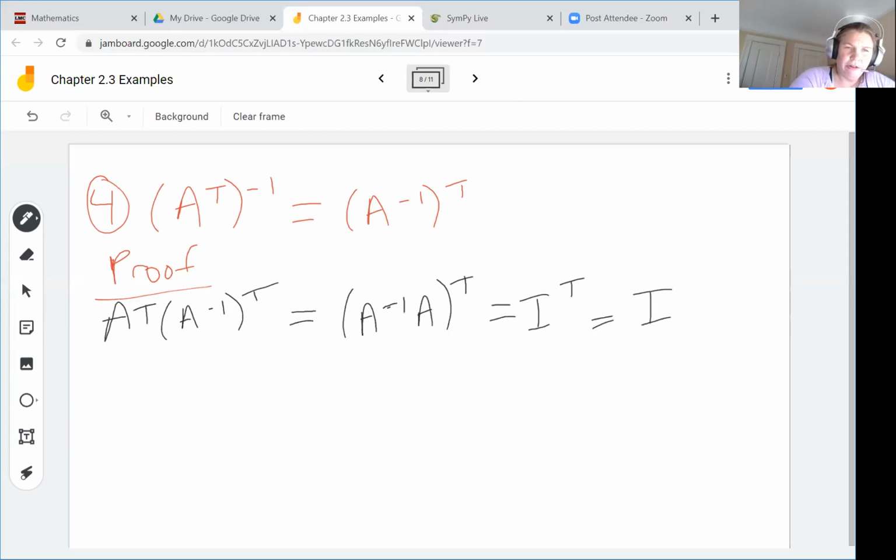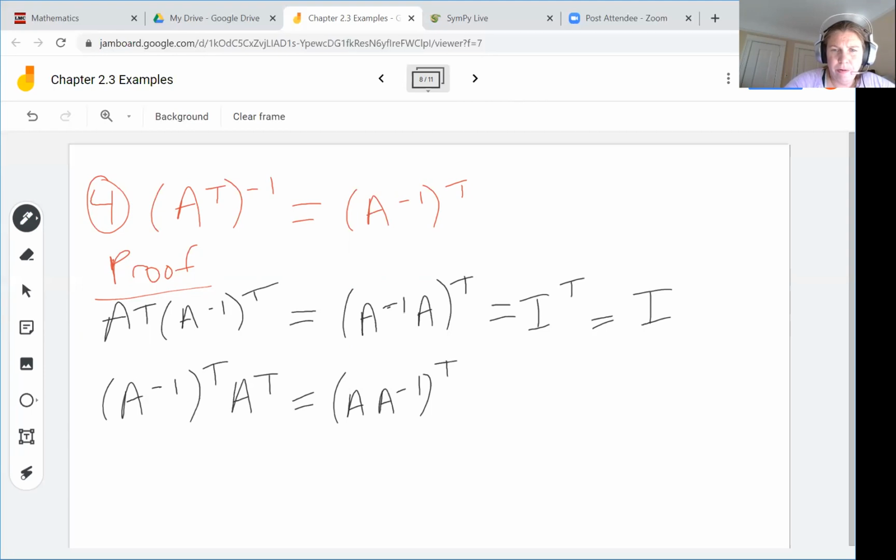And then we go in the other direction. So we take A inverse transpose multiplied by A transpose. And then again, we can pull these together under the exponent T, but reversing the order. So this is A inverse transpose. And again, we have the identity transpose, or just the identity. So by the uniqueness of the inverse, we have proven that A transpose's inverse is A inverse transpose. Okay, we'll do a couple more proofs in the next video.